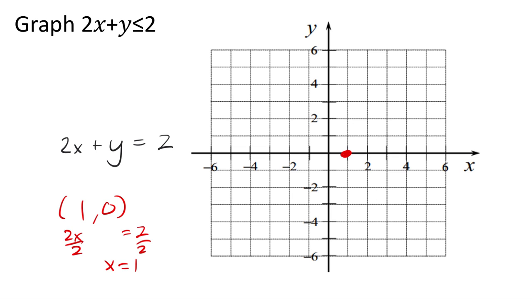Then I would want to find the y-intercept. In a y-intercept, the x value will be 0. Again, we would solve this as, instead of 2x, now it's 2 times 0 plus y equals 2. Since it's being multiplied by 0, I can just get rid of that term and see that my corresponding y-intercept is going to be 2.